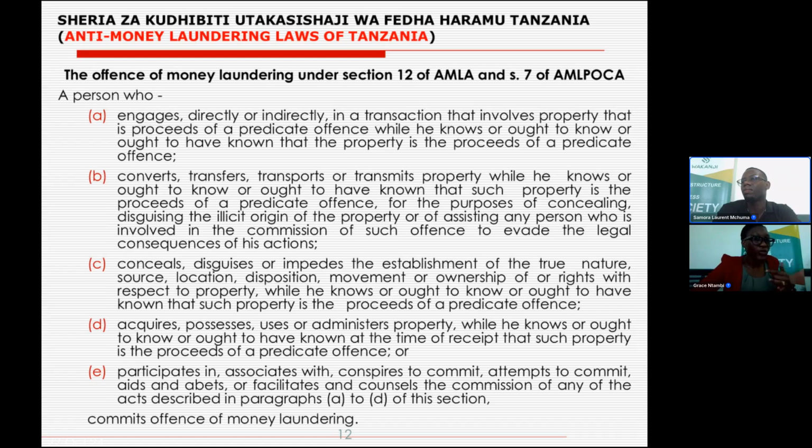Concealing, or disguising, or impeding the establishment of the true nature of the source of funds, that is a crime. Acquiring, possessing, using, or administering property you know was gotten from the proceeds of a crime, that is a crime. And participating even. So you're buying a house, and you stand in as maybe just an agent, a real estate agent, or as a lawyer, I'm signing the sales agreement, but the house was gotten from the predicate crime, then that's already an offense, just participating.